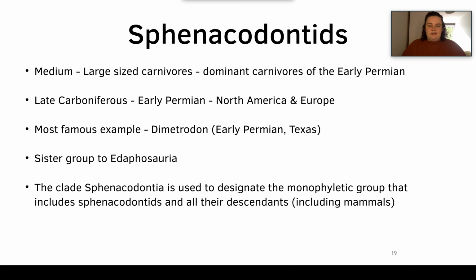So now we move on to sphenacodontids, and these were medium to large-sized carnivores, and they were the most dominant carnivores of the early Permian. And they are known from North America and Europe. And the most famous example, like I've been saying, is Dimetrodon, which is found in Texas and in the early Permian rocks there. And it's the sister group to Edaphosauria, so they are most closely related on the family tree. And then the clade Sphenacodontia is used to designate a monophyletic group, which includes sphenacodontids and all of their descendants. So that includes us mammals.